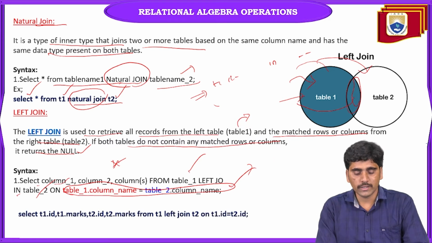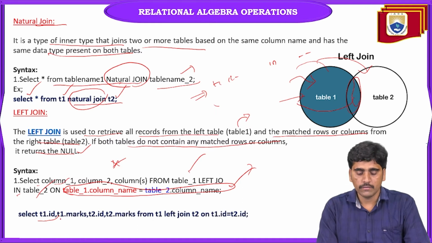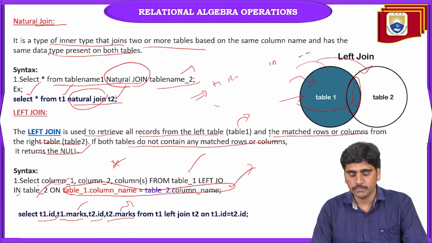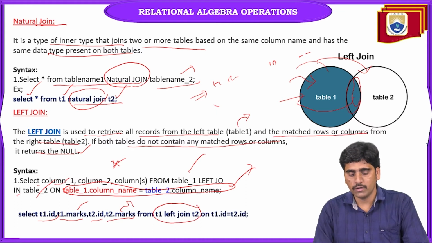Look at the example syntax here: select t1.id, that is table 1 column 1, t1.marks, table 1 column 2, t2.id, table 2 column 1, t2.marks, table 2 column 2, from table 1 left join table 2. This is the type of join you are specifying here, t1 left join t2. On what condition? t1.id equals t2.id. That means column id from table 1 equals column id from table 2.